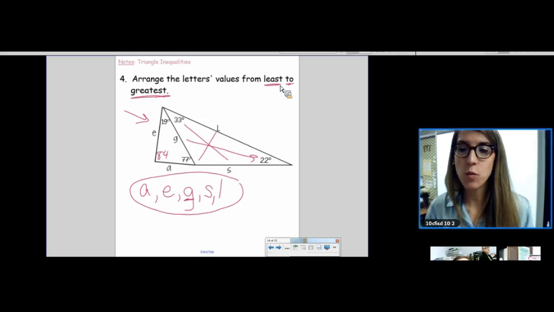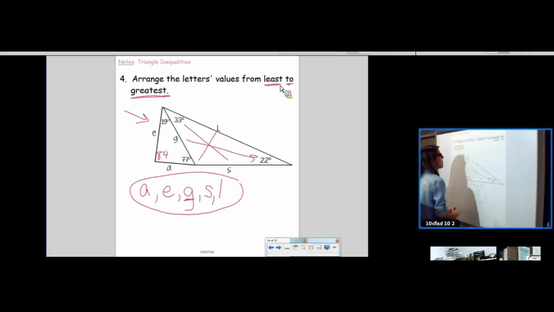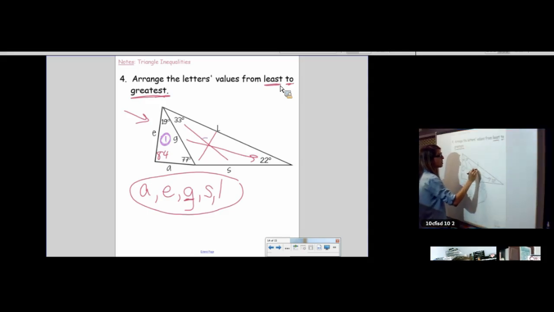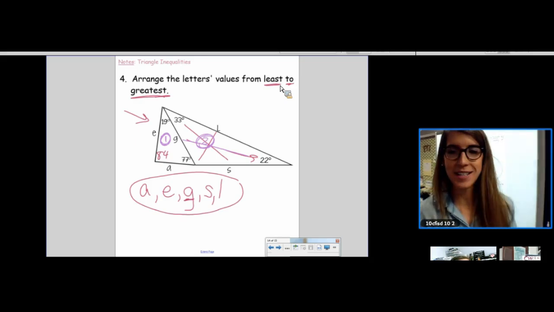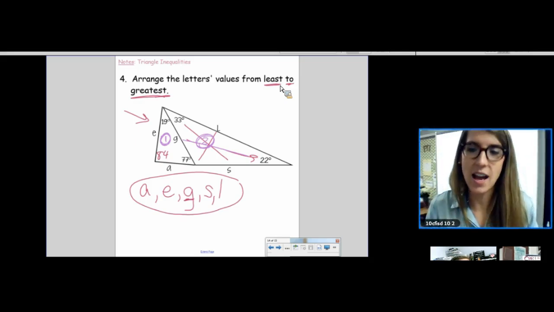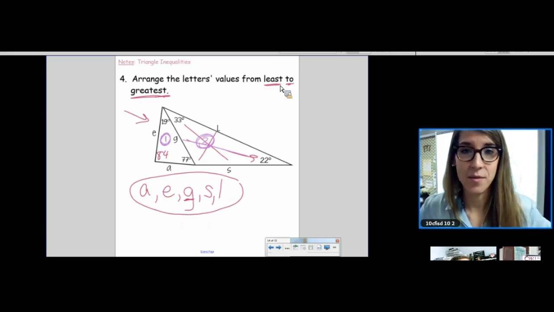G is the biggest one in the smaller triangle. It's not the biggest side on the picture. It's the biggest one in triangle 1. When you go to triangle 2, look, it's across from that measly 22. It's the smallest side in triangle 2. The largest side in the whole picture is L. L is the largest one in the picture.